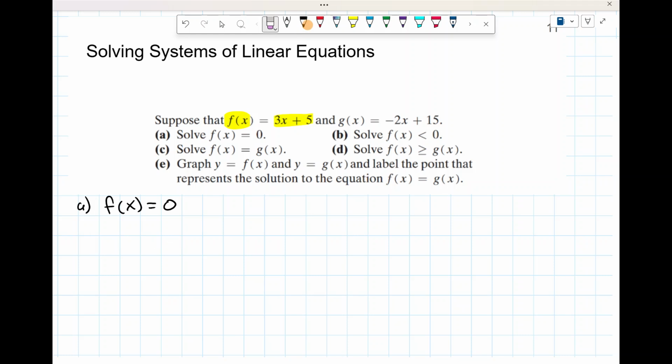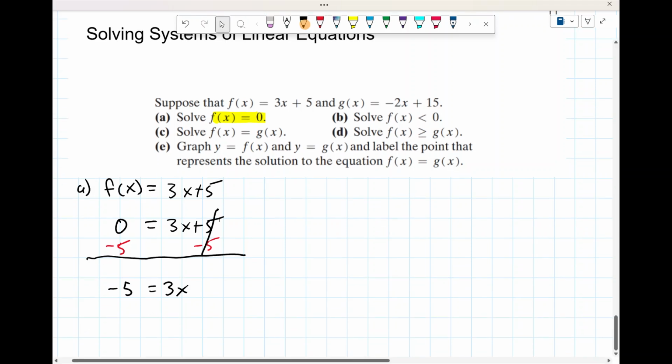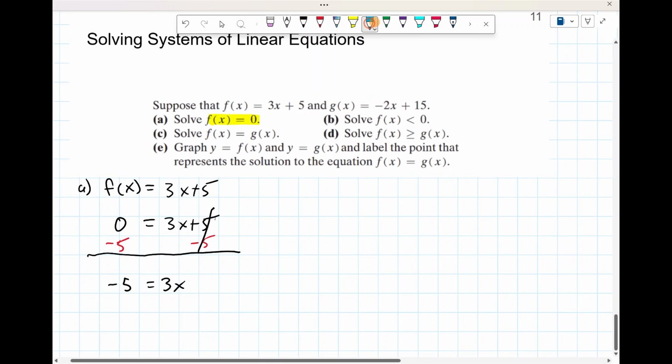Or another way you could think about it would be I could start with f of x equals 3x plus 5, and we could say when is f of x equal to 0? Well, I'm going to replace f of x with 0, and I get basically the same equation. So I'm going to solve for x. First, I subtract 5. These cancel out. I get -5 equals 3x, and I'm going to divide by 3.